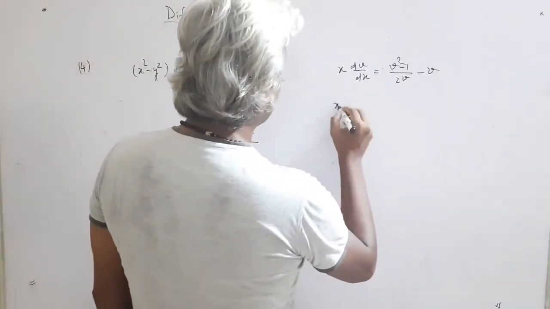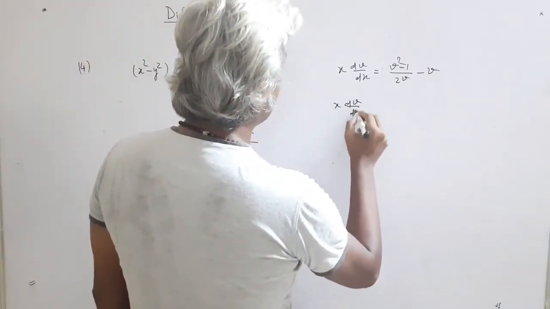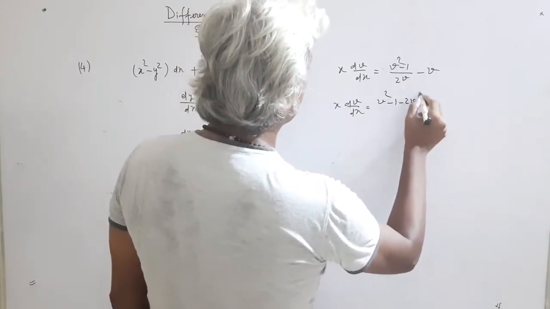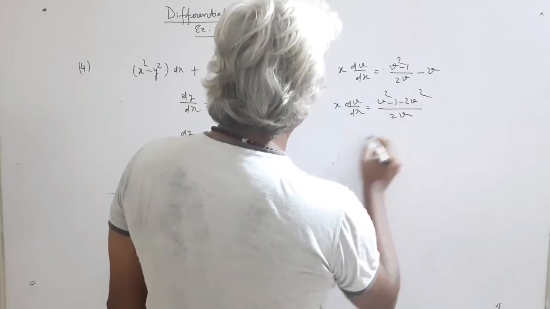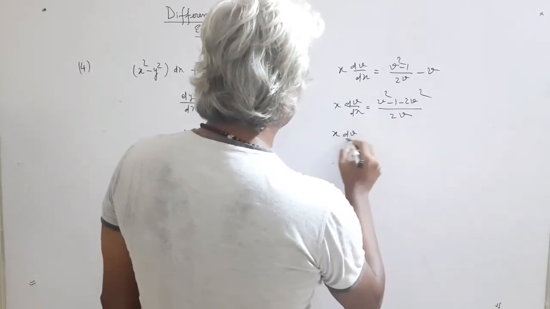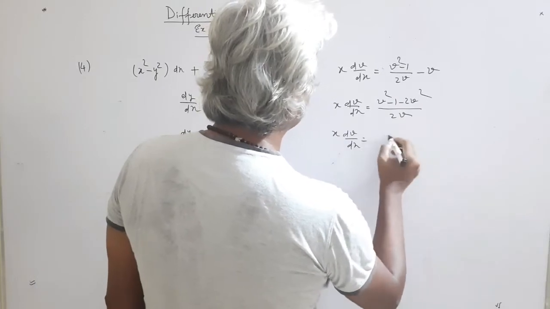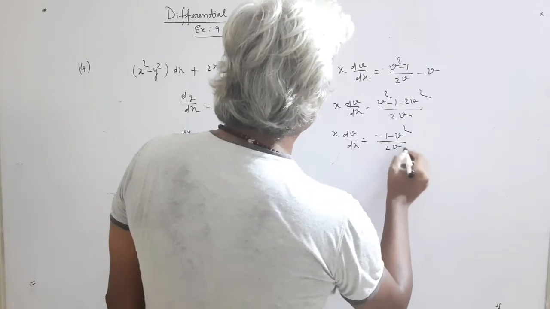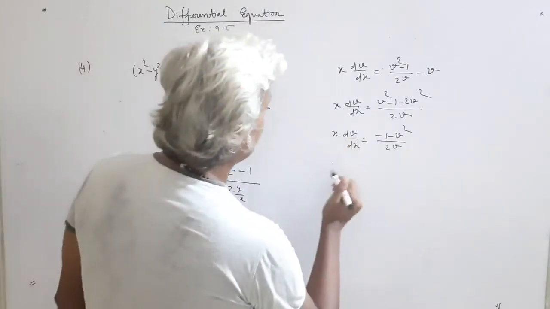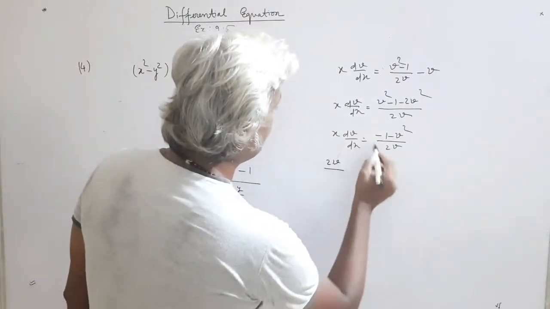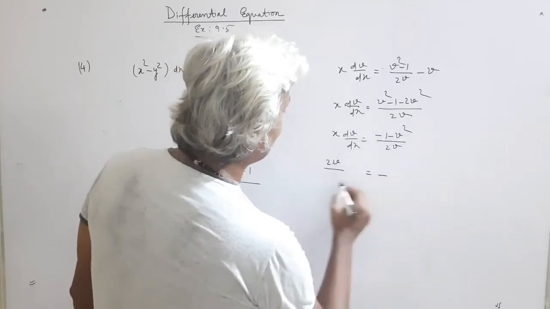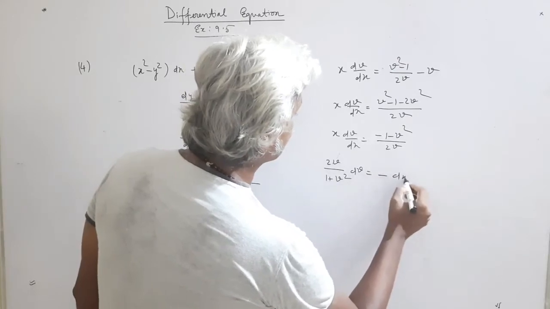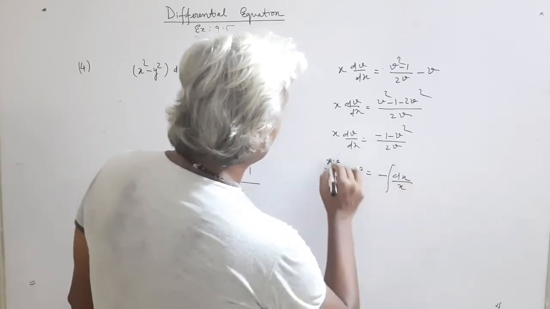So v plus x dv by dx equals v square minus 1 over 2v, and this is minus v. I don't need this v here. So now x dv over dx, if you simplify, you'll find v square minus 1 minus 2v square over 2v. So x dv over dx is minus 1 minus v square over 2v. Then I keep this 2v here, and the minus there, and write 1 plus v square dv, and this dx goes here over x, and I integrate like this.